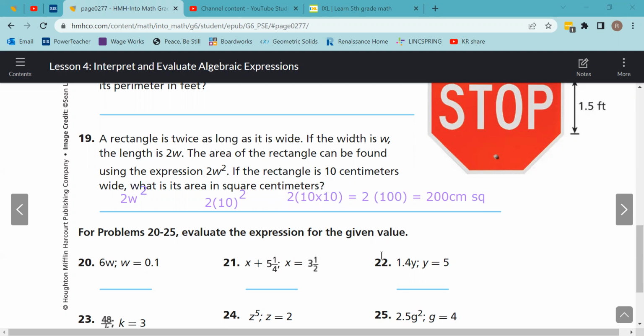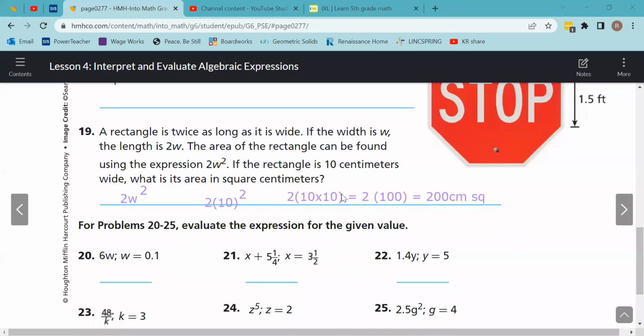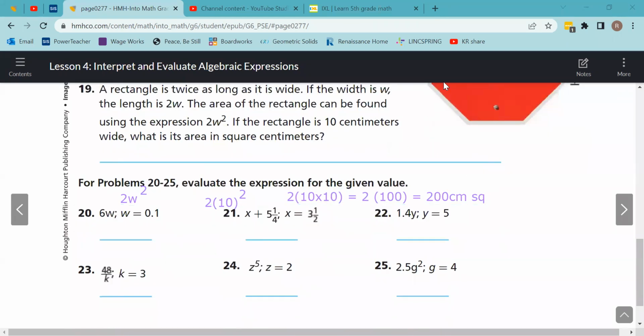For problems 20 through 25, I highly suggest you pause the video and just punch it in the calculator. I mean, it's for the decimal ones anyway, or your exponent ones. And then for your fraction ones, it takes a little more brain work, but it's not too bad.